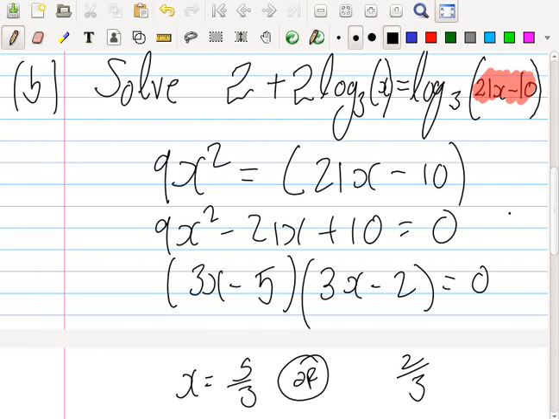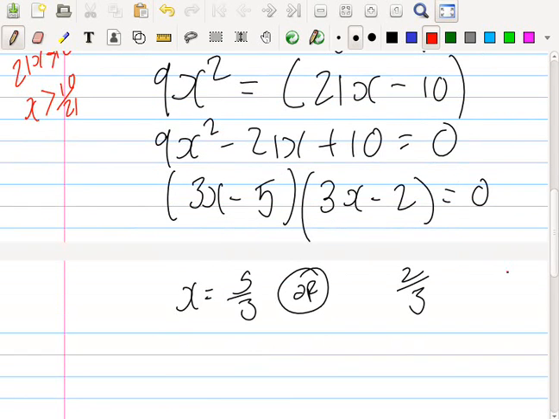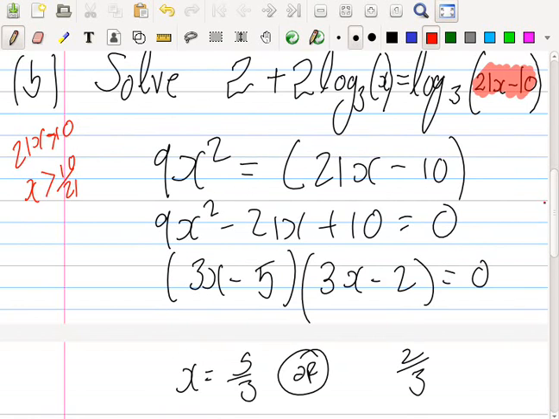So if I go back to this equation, I can see because of this, I need x to be more than 0. Both are more than 0, yeah? Because of this one, I need 21x minus 10 to be more than 0. That means 21x needs to be more than 10. That means x needs to be more than 10 over 21, which is about 0.5, isn't it? But I can see, looking at these, both of these are more than that. So in fact, both answers work here. So, well, that's it. We accept both of them.